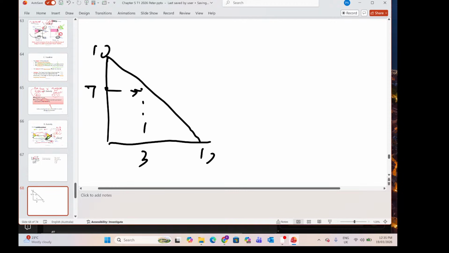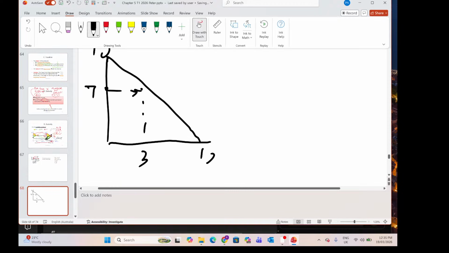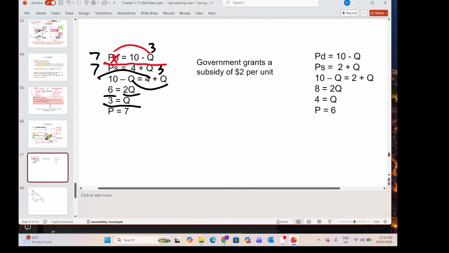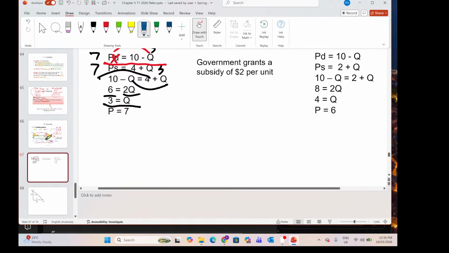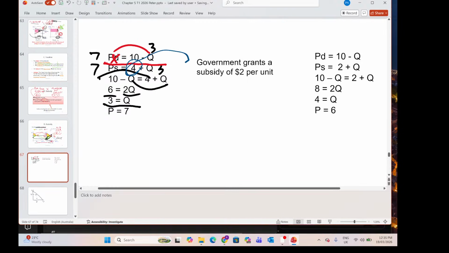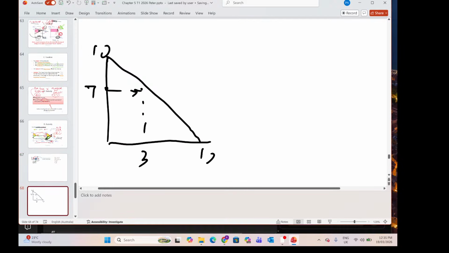And remember our supply curve. What did our supply curve do? If we think about our supply curve originally, where did it start? Our supply curve started at 4. So on our diagram, we get our supply curve at 4. We draw it through there. It's starting at 4. We've got an equilibrium quantity of 3, and an equilibrium price of 7.